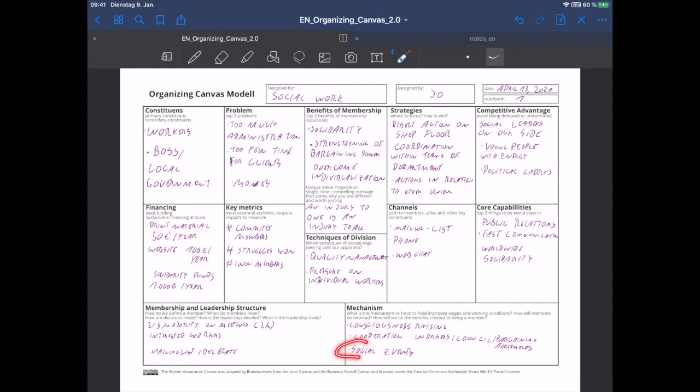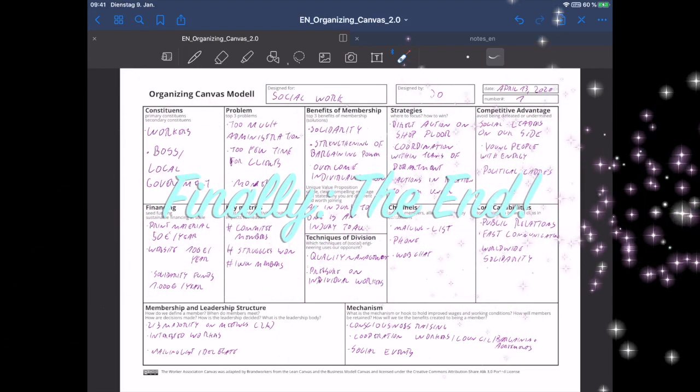Or also how do we hold members so that they stay a member, is a good form to make social events. So that's it. That is the organizing canvas model.